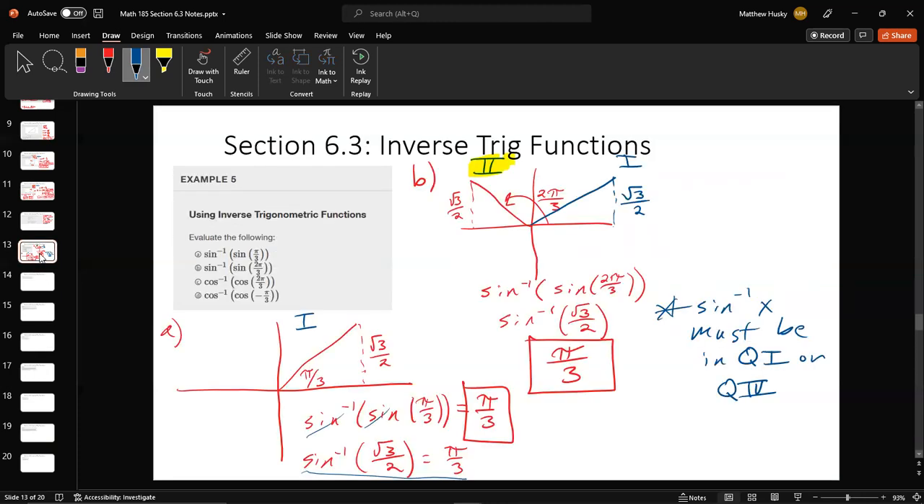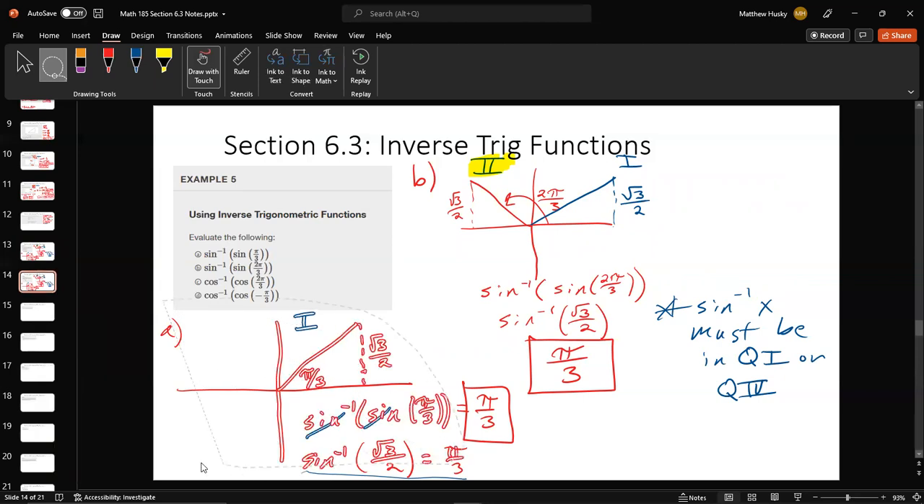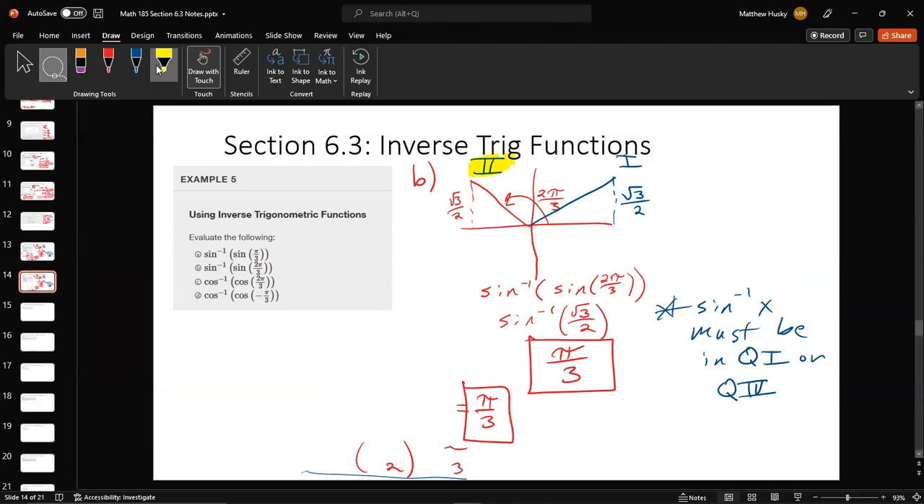Let's go ahead and I'm going to make a copy of this slide to put the other ones on, rather than trying to squeeze them in there. So let's go ahead and erase this stuff.